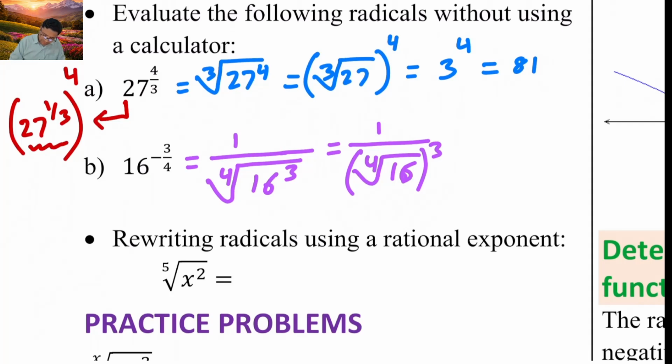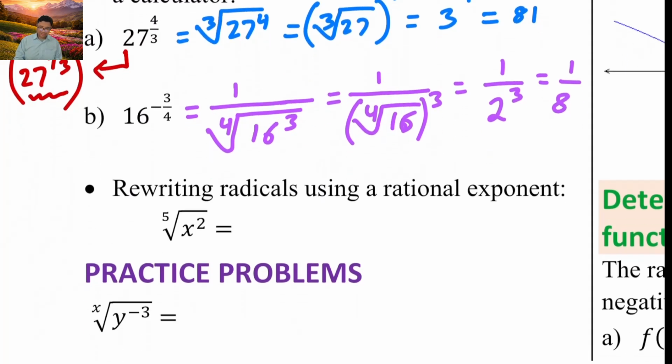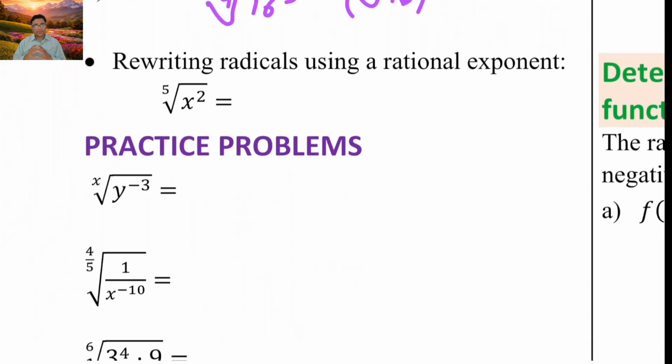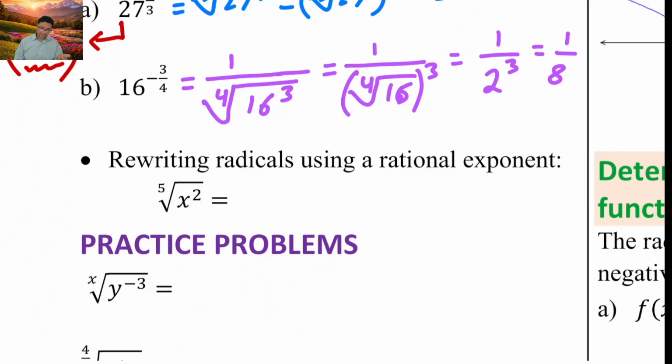And what is the fourth root of 16? 2, right? 2 times 2 times 2 times 2. So 2 cubed, it's 1/8. So using the laws of exponents appropriately in a very smart way, we can evaluate without using a calculator. We converted from exponent form to radical form and simplified those expressions.